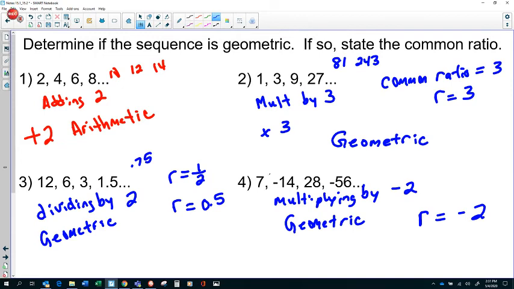And again, 7 times -2 is -14. -14 times -2 is 28. And then you have -56. The next one would be 112, and then that times -2 would be -224.